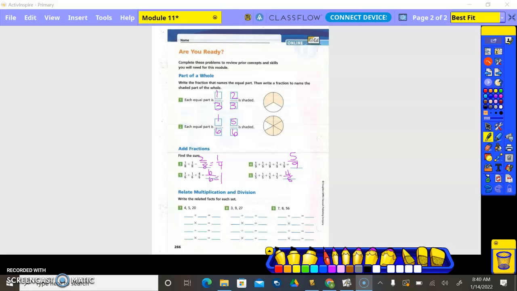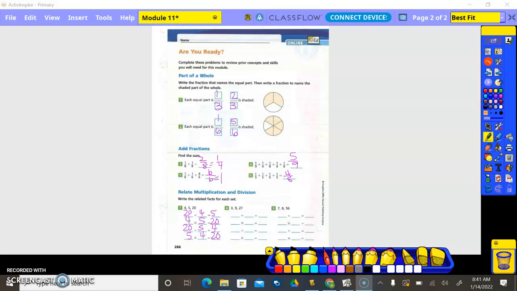Write the related facts for each set. So fact families. So division. So what has to go up front? 20. So 20 divided by 4 equals 5. 4 times 5 equals 20. Division again. So 20 has to go up front. This time 20 divided by 5 equals 4. And then the next one would be 5 times 4 equals 20.